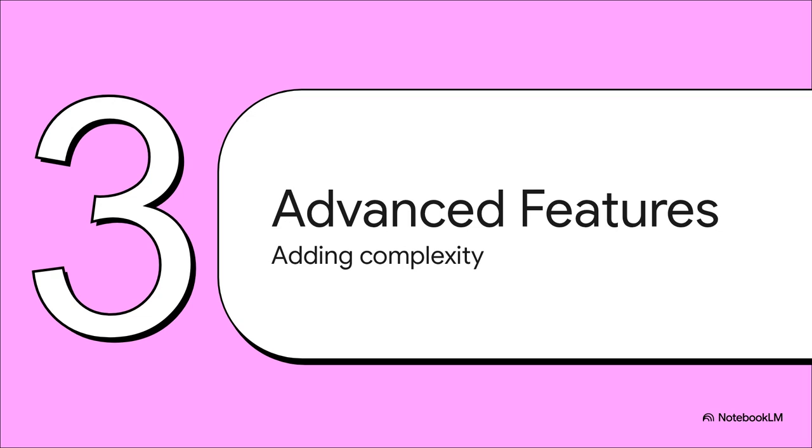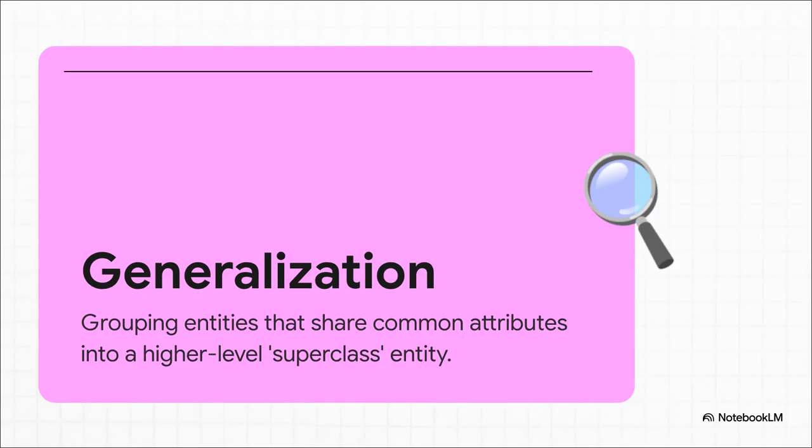Okay, now that we've got the fundamentals down, let's level up and look at a couple of more advanced features you'd find on a really sophisticated data blueprint. These are the things that help us model complex, real-world situations a lot more efficiently. First, there's something called generalization. Now, this is a really clever way to avoid repeating yourself.